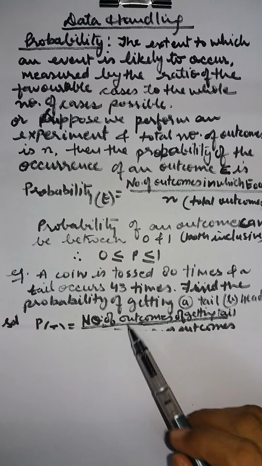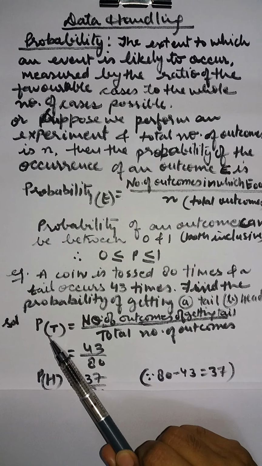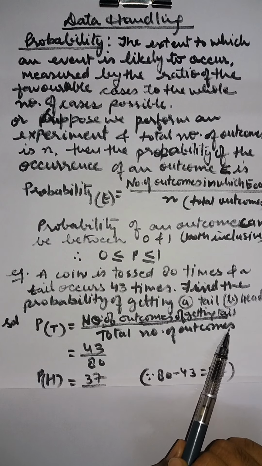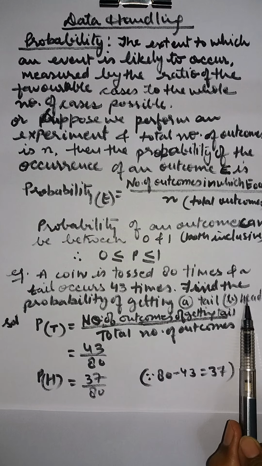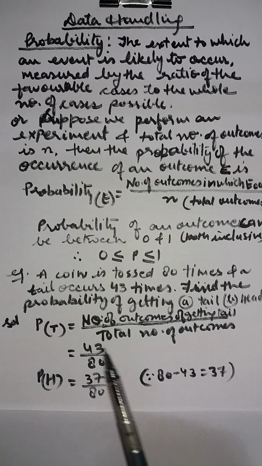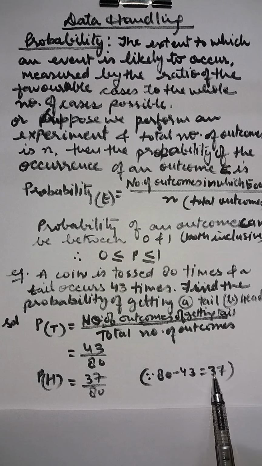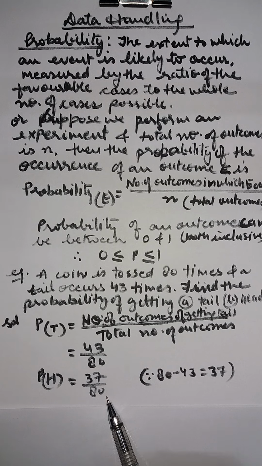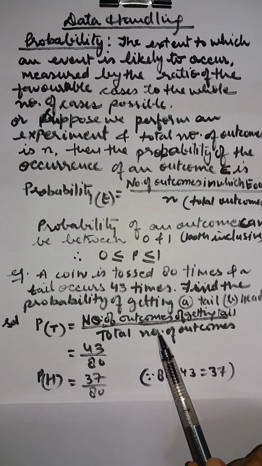So we will find out with the help of this formula the chances of getting tail. T stands for tail. We get the number of outcomes of getting tail upon the total number of outcomes. We know 43 times tail occurs, so 43 upon 80. And for head, we write H, and we subtract this 43 because it is tail. That means the remaining number of times only head occurs, so 37 times. So we write 37 upon 80, and so on. Many different kinds of probability questions we can solve with the help of this formula.